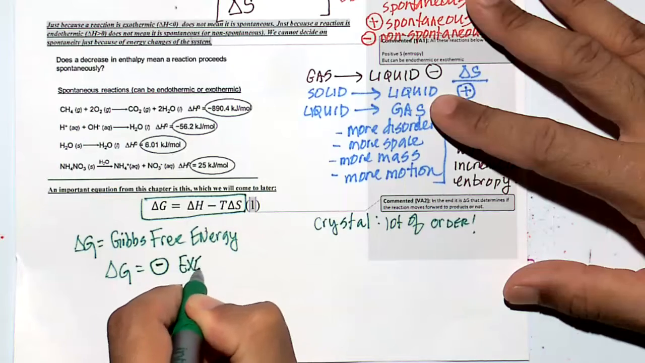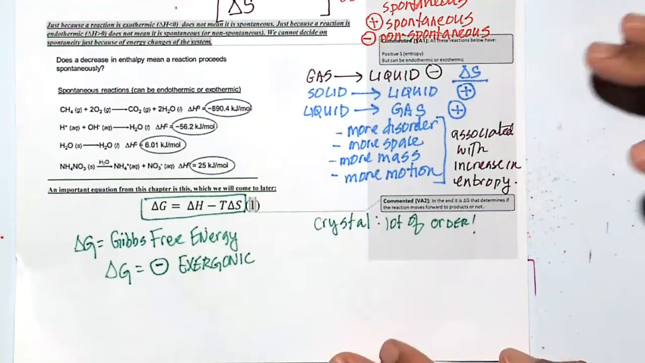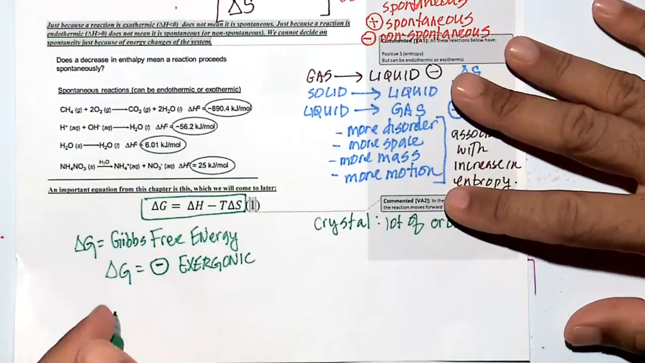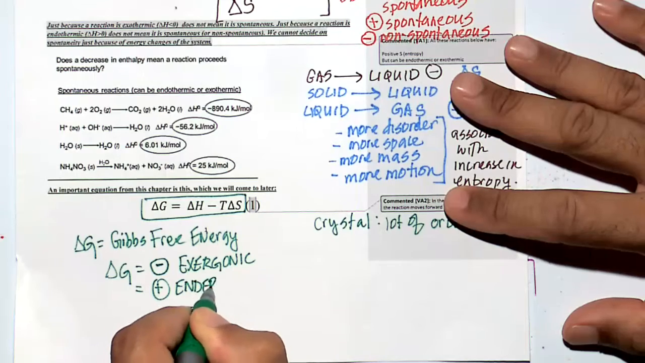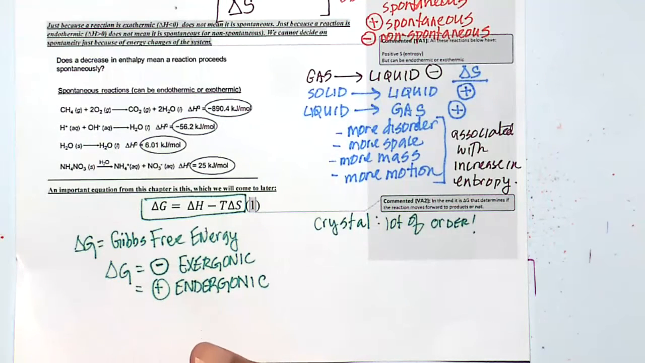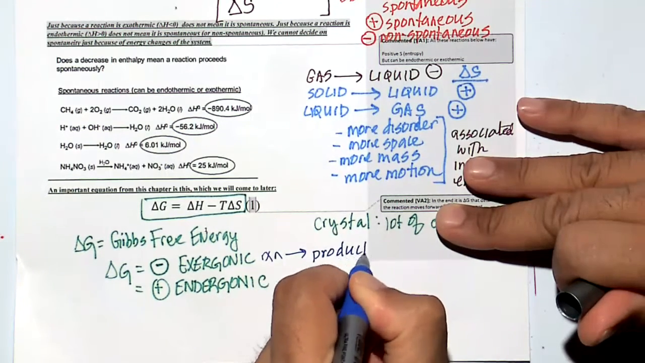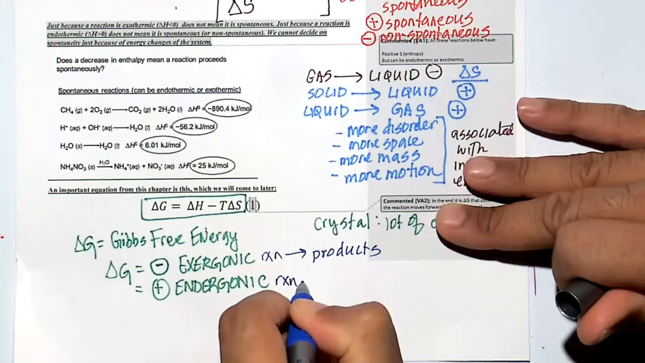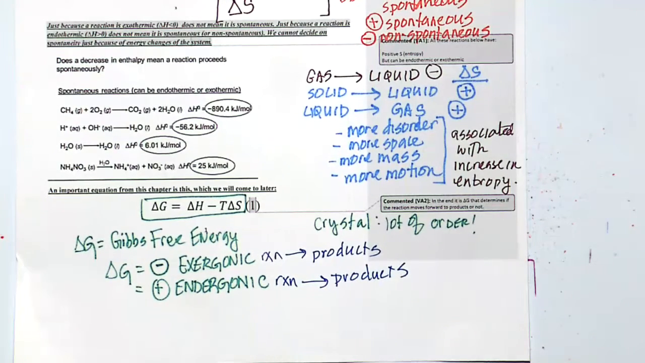we call that an exergonic reaction. This is a reaction that's going to move to the products. And if your delta G is positive, it's an endergonic reaction. This is a reaction that's not going to go to the product side. So an exergonic reaction favors going to products. If it's endergonic, the reaction will not go to products. So we'll put a big red X here.